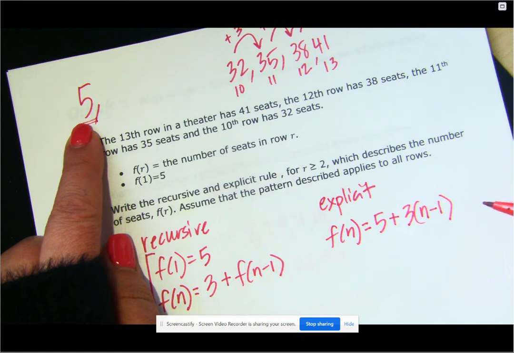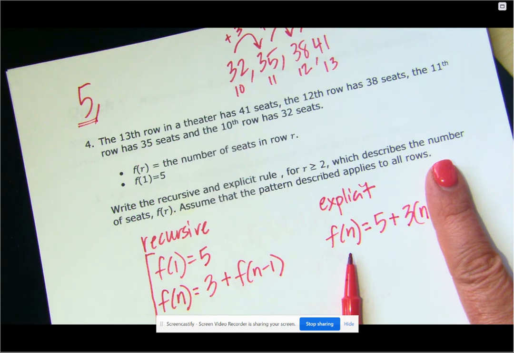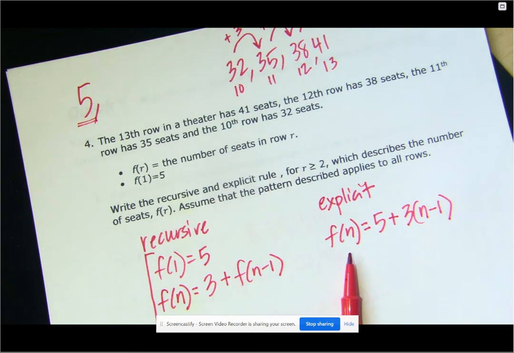Okay, does that make sense? Because if I just put an n there and I put a 1 in, 3 times 1 is 3, and 3 plus 5 is 8. That wouldn't give me how much was in the first row. So I need the n minus 1.